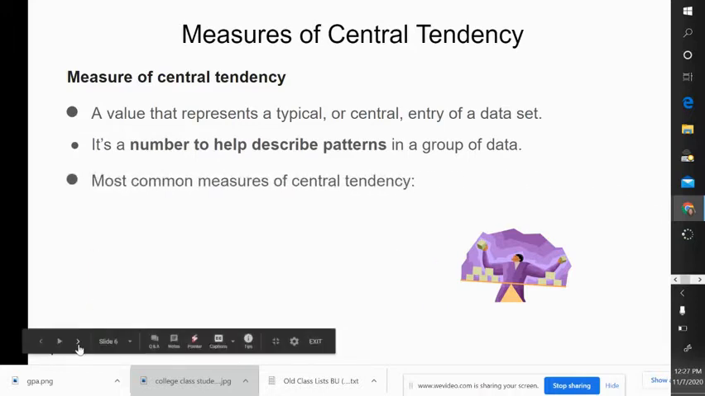And the three biggest ones that are most commonly used are mean, which is really just average, median, which is the middle, and the mode, which is the one that happens the most. It's the answer you get the most.